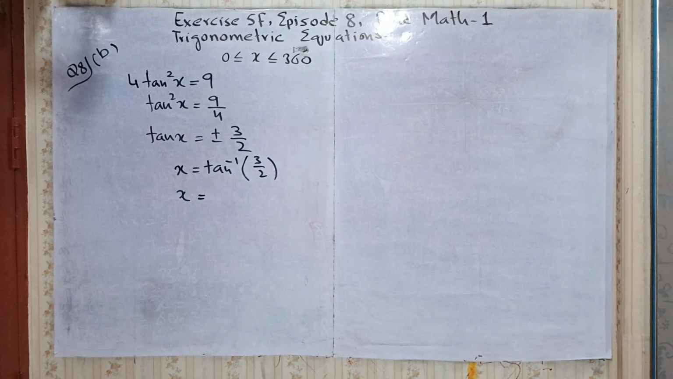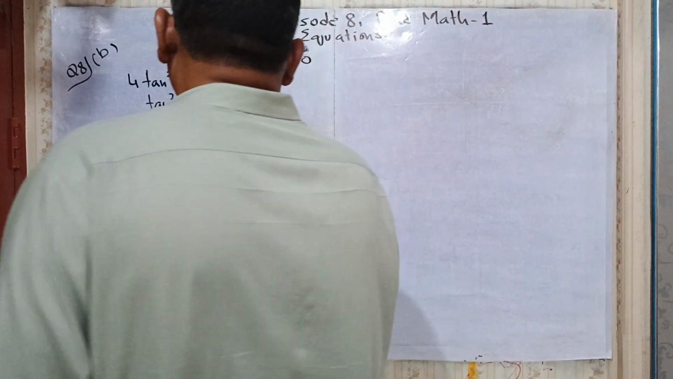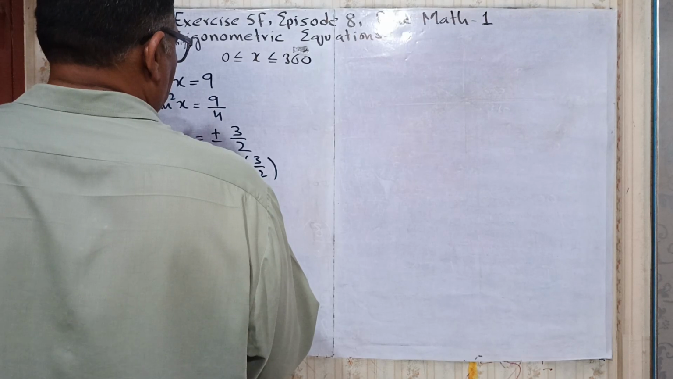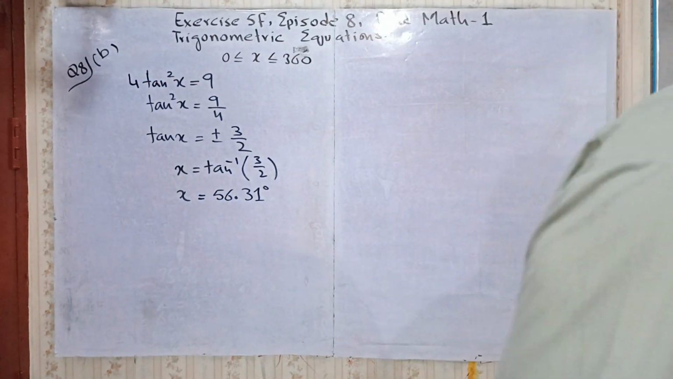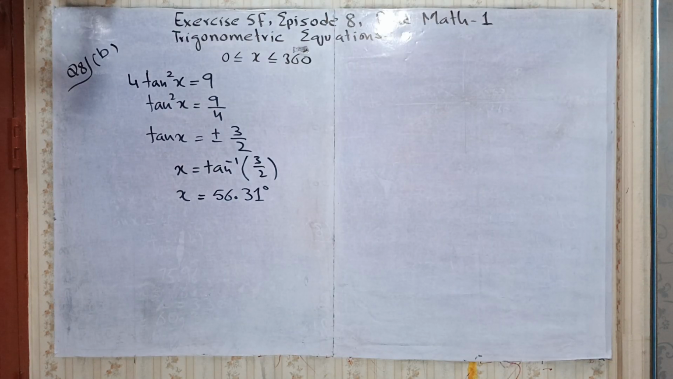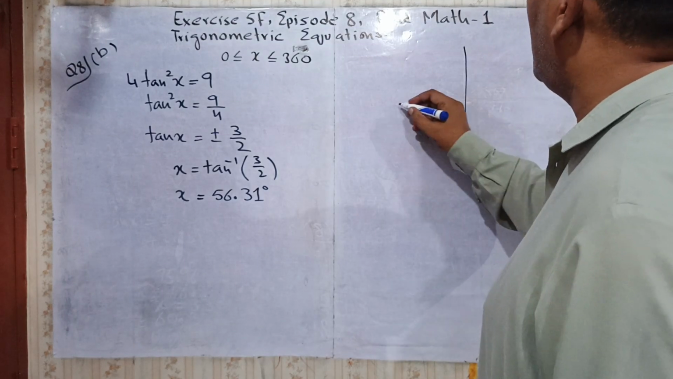So I will use my calculator. The calculator must be set in degrees. So shift tan, bracket 3 by 2 bracket close, equals, it's 56.31. So my base angle is basically 56.31 degrees. Because the tan was positive and negative as well, it will be present in all the quadrants.